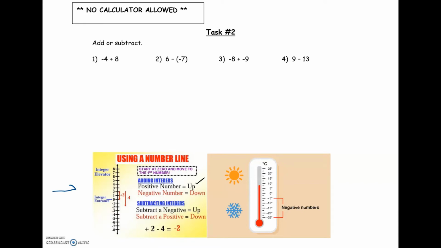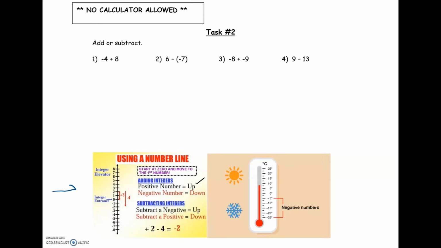But when subtracting integers, when we subtract a negative we go up. And the reason is because a negative times a negative gives us a positive outcome. But when we subtract a positive, we go down. Let's take a look at question number 1 together. We have -4 plus 8.